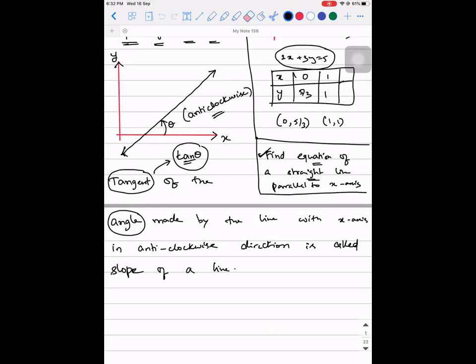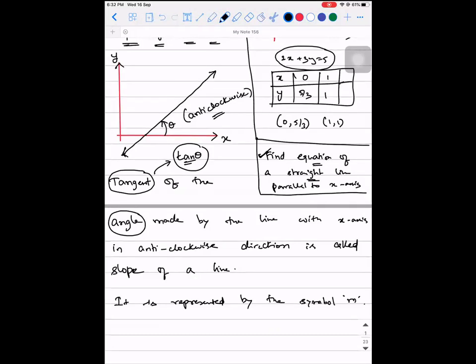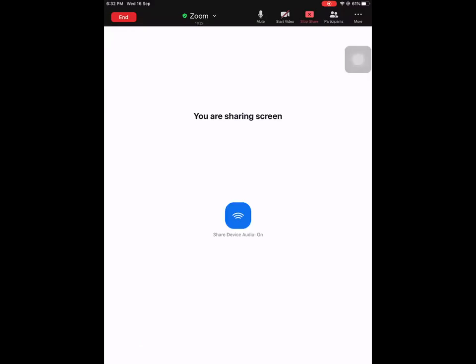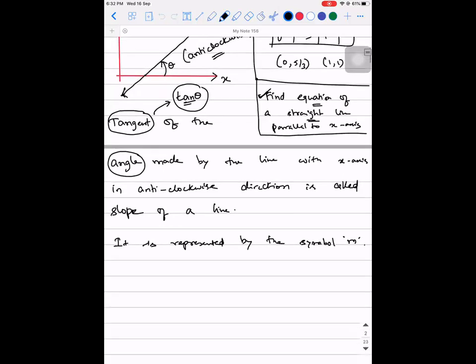Now listen. It is represented by a symbol. In this chapter, we will be using the symbol m for representing slope. By the way, are you able to hear me? Yes, sir. So what we can conclude is m = tan theta. This is going to be the formula for slope.